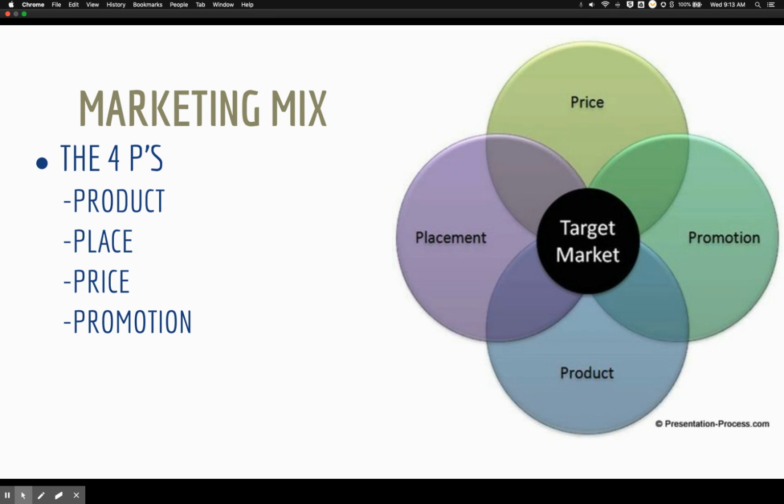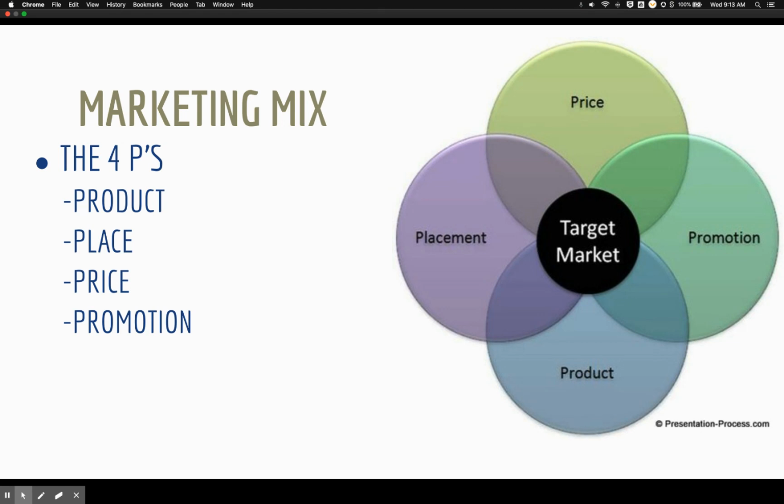All right, so the focus of today's lesson is going to be on something called the marketing mix. And also commonly referred to as the 4 Ps of marketing. And those Ps are product, place, price, and promotion.